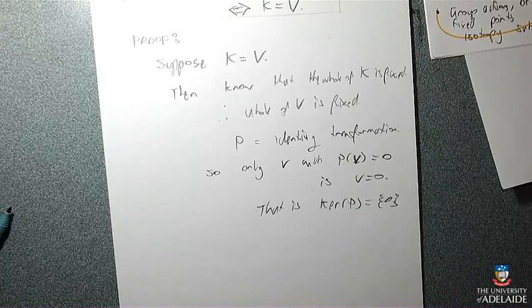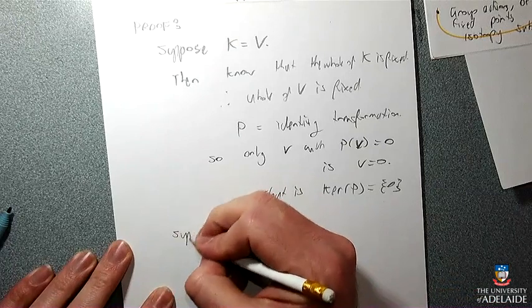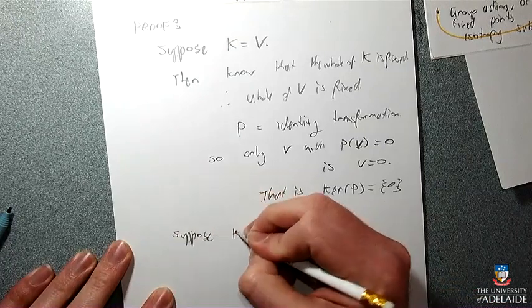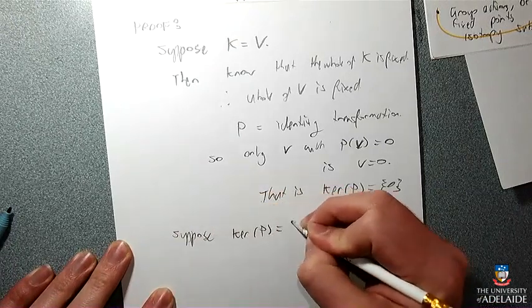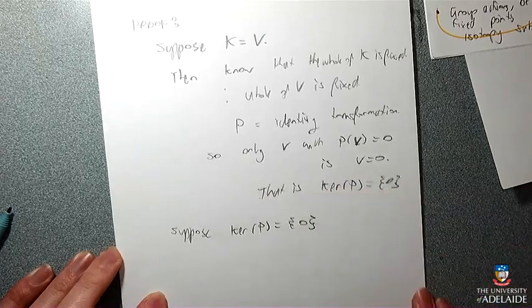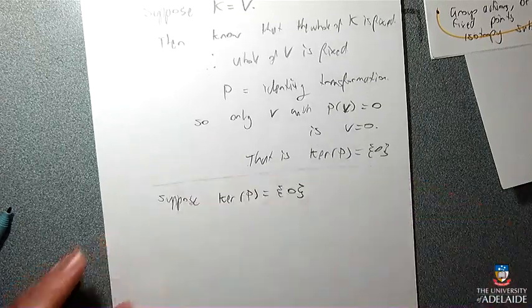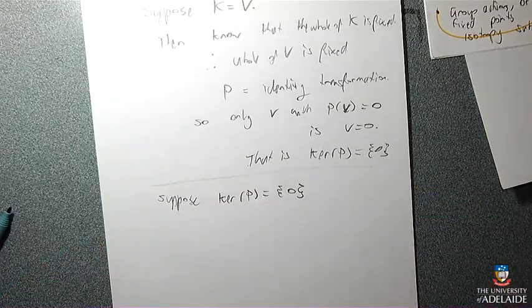Okay, so let's do the other way. Suppose the kernel of P is the 0 vector. There's totally a theorem that says that if the kernel of a linear transformation is the zero vector, then it's one-to-one. I don't know how the proof of that theorem goes off the top of my head right now, but I know it's true.